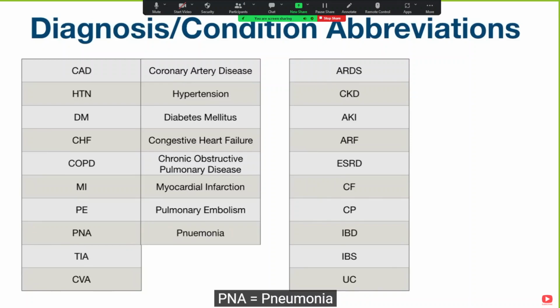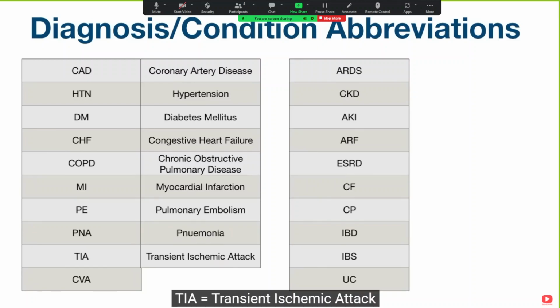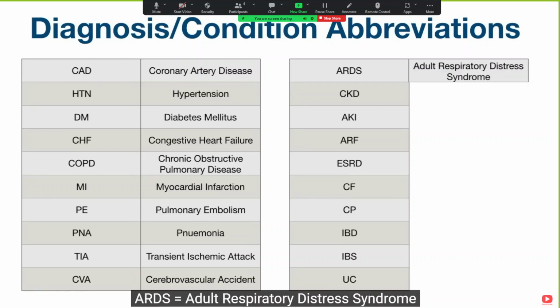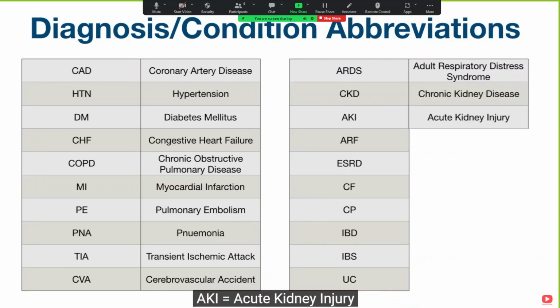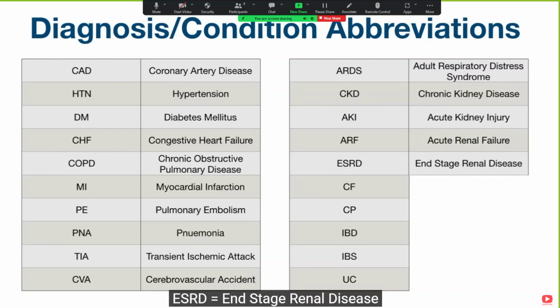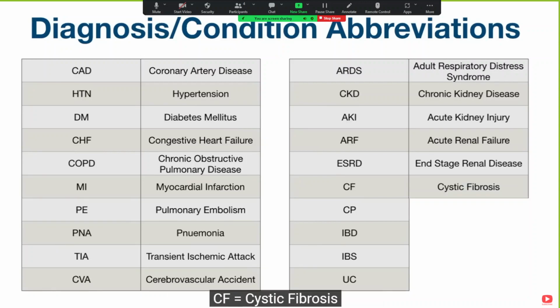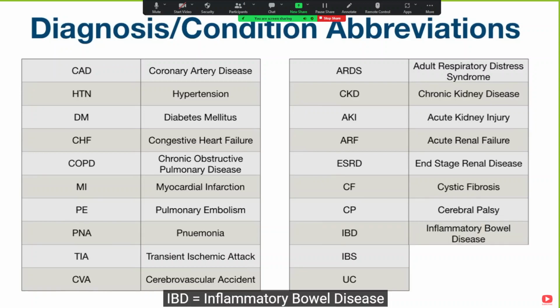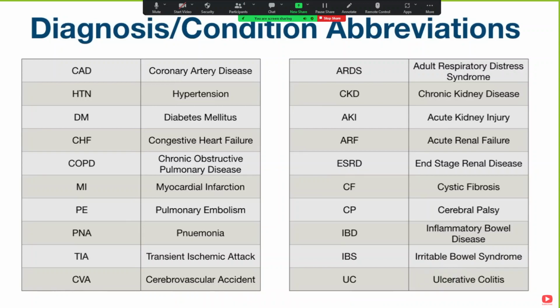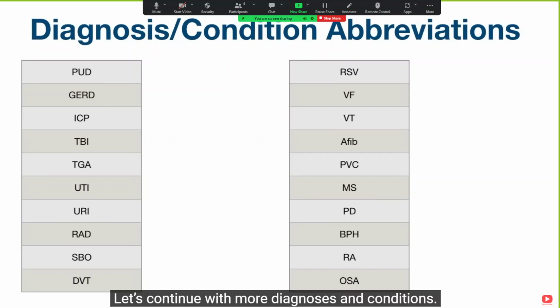PNA, pneumonia. TIA, transient ischemic attack. CVA, cerebrovascular accident. ARDS, adult respiratory distress syndrome. CKD, chronic kidney disease. AKI, acute kidney injury. ARF, acute renal failure. ESRD, end-stage renal disease. CF, cystic fibrosis. CP, cerebral palsy. IBD, inflammatory bowel disease. IBS, irritable bowel syndrome. UC, ulcerative colitis. Let's continue with more diagnoses and conditions.